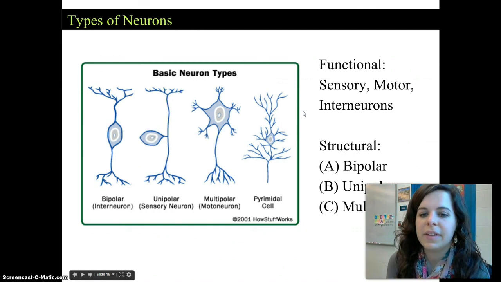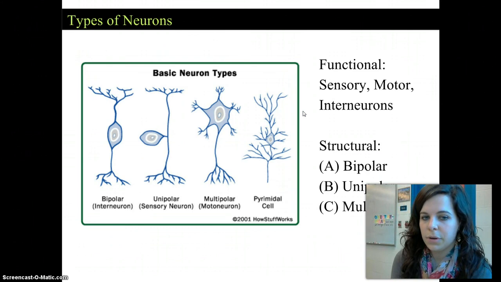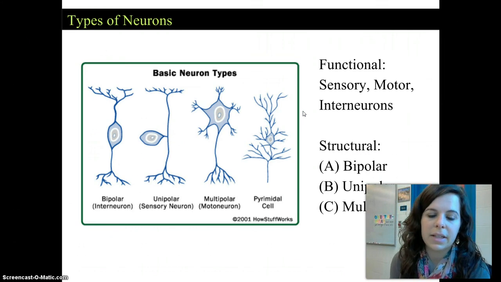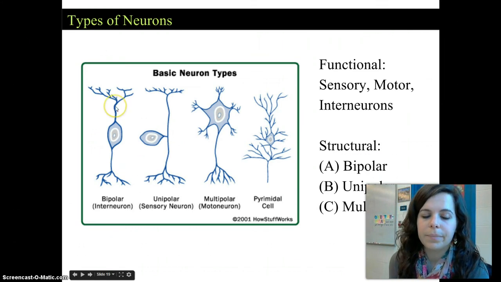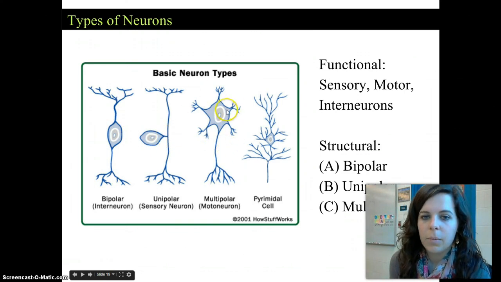There are different classifications of neurons. They can be sensory neurons, motor neurons, or in between, so they can be interneurons. And then there's also structural classification. Bipolar means that there are two extensions from the cell body. So 1, 2. Unipolar is the cell body with one extension, which would be found in sensory neurons. Multipolar is where the dendrites come directly off of the cell body, and that is found in a motor neuron. You don't have to worry about this one.